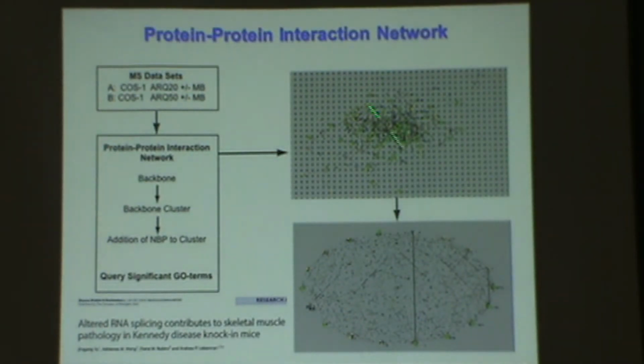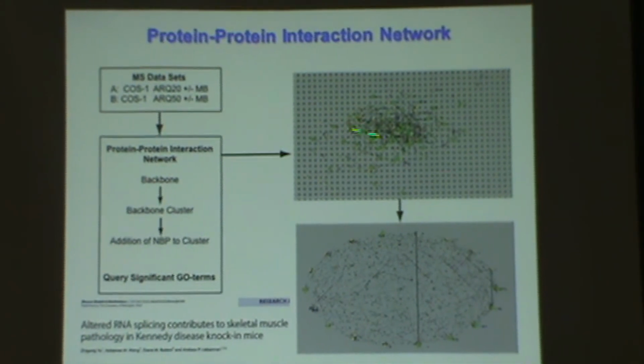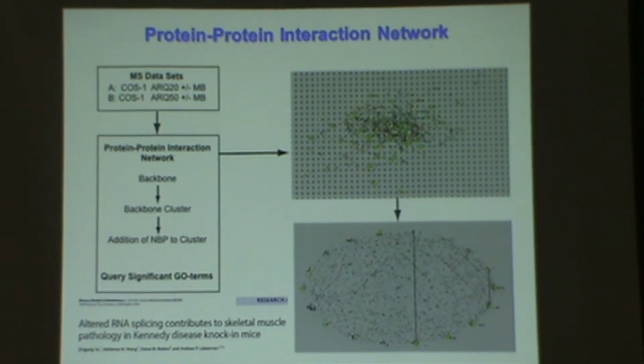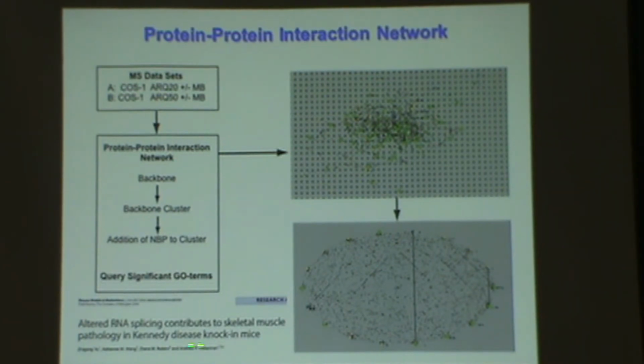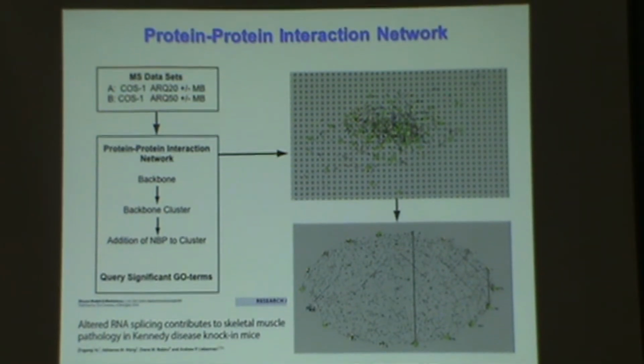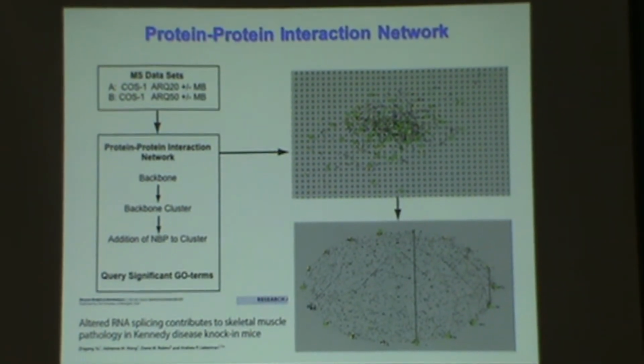So looking back at our complex diagram, we started noticing that some of these proteins were involved in alternative splicing. Dr. Lieberman's group had published a paper that altered RNA splicing contributes to skeletal muscle pathology in Kennedy's disease mice. So maybe it's involved, but there's very little published about it so far. So we wanted to do more research.